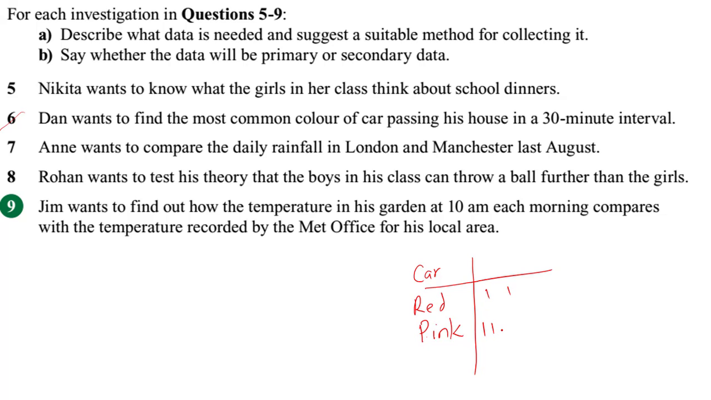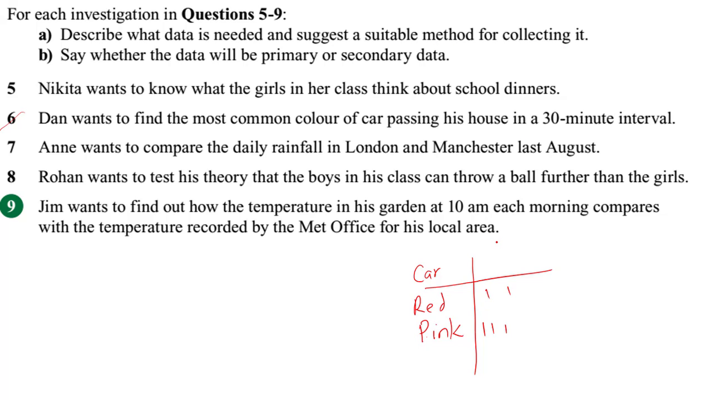Yeah, just tally them. That's all you need to do, and so forth. Okay, so the information you need, the data, would be the colors of cars that are passing by his house. Now part 2 says, now suggest a suitable method for collecting it.